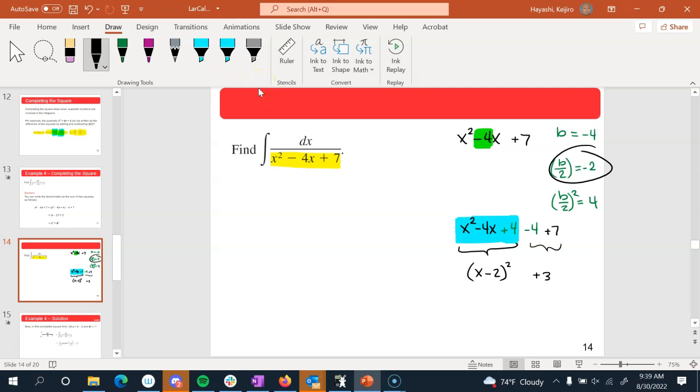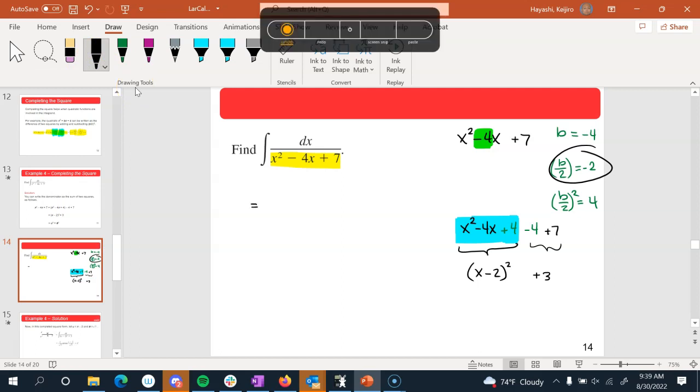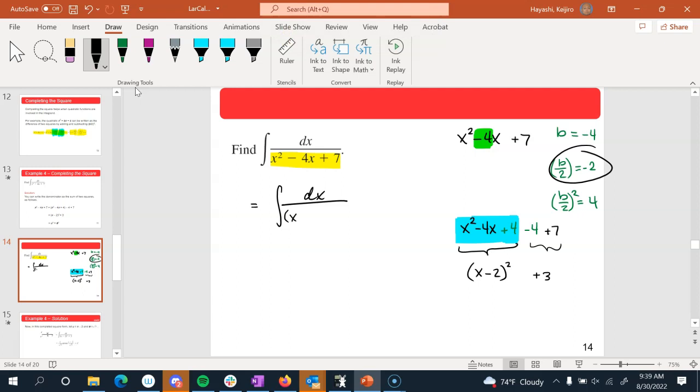Okay, so it turns out that x squared minus 4x plus 7, that trinomial on the bottom of that integral, can also be written as x minus 2 all squared plus 3. That is the completed square version of this trinomial on the bottom. So this integral can be rewritten as dx with x minus 2 all squared plus 3 on the bottom.